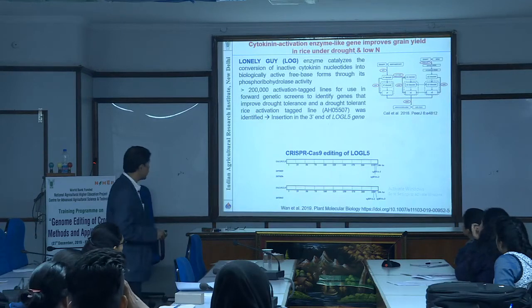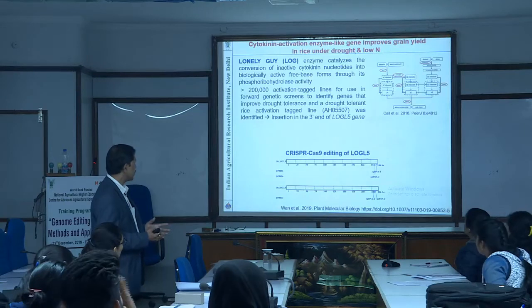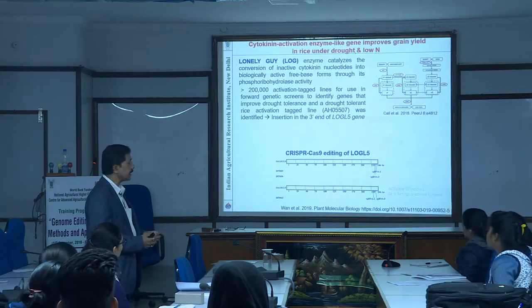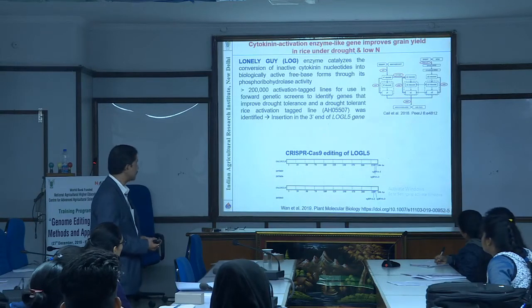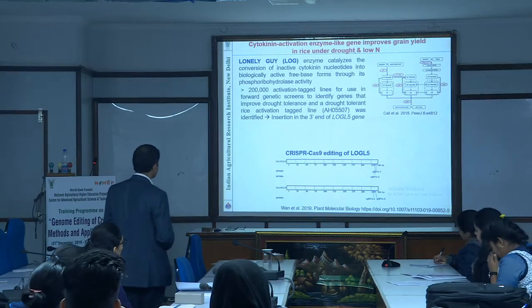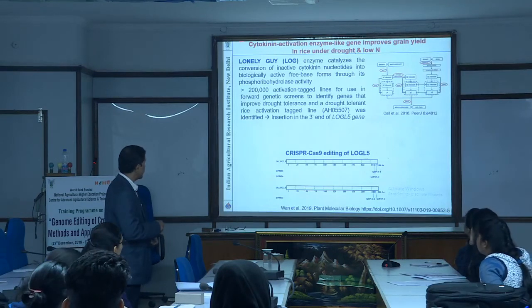So cytokinin is a very important hormone. It is an anti-senescence hormone. It is important for stress. Cells should maintain a certain amount of cytokinin. If there is too much cytokinin, then the plant is sensitive. If it is too little, the plant is not growing. It is going to die. So some amount of cytokinin is important.